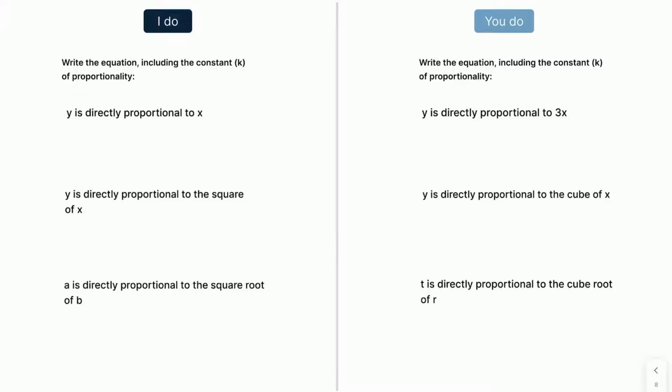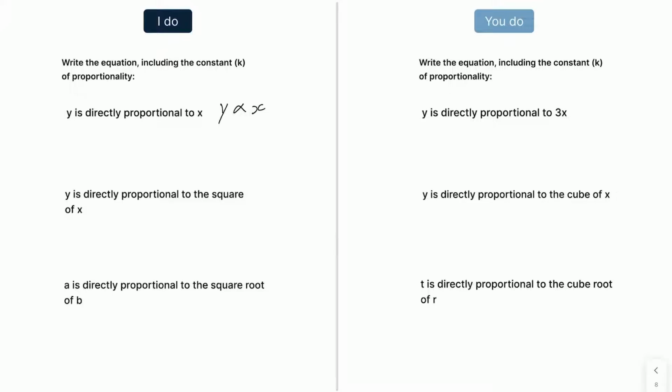So the way my videos work, I'm going to do the example on the left, which is I do. You are then going to press pause, and I've got the example on the right, which is you do. So what exactly is the question saying? Write an equation including the constant k of proportionality. So we have y is directly proportional to x. We can write this as y ∝ x. Now that symbol there is the proportionality sign. That's what we call that.